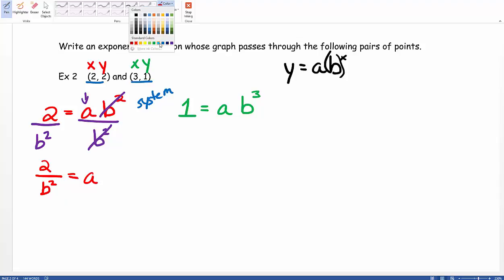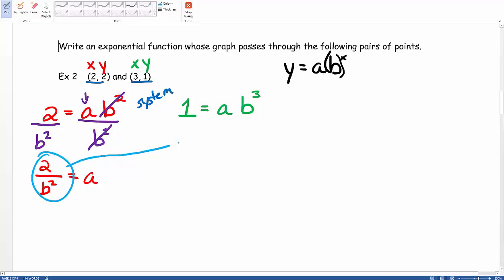Now at this point, now that we have a variable solved for, we know that a is equal to 2 over b squared. We're going to substitute it into the other equation for a. The whole reason we want to do that is it's going to show up in the next line right here, where we have 1 is equal to, it's no longer a right here now, it's 2 divided by our b squared.